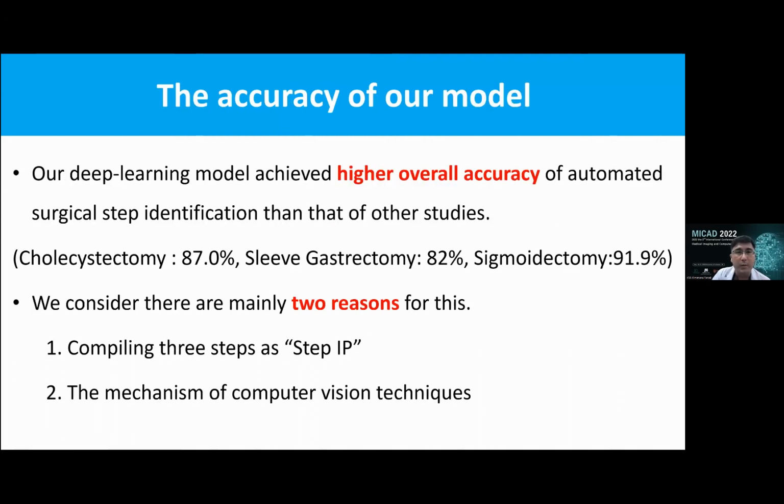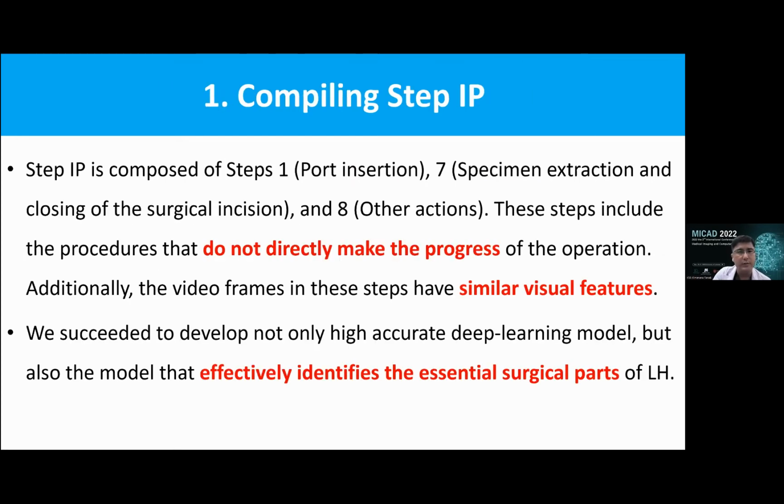About the accuracy of our model, our deep learning model achieved higher overall accuracy of automated surgical step identification than that of other studies. We consider there are mainly two reasons for this. One is compiling three steps as a step IP, and the second is the mechanism of computer vision techniques. First, step IP is composed of step 1, step 7, and step 8. These steps include procedures that do not directly make progress in the operation. Additionally, the video frames in these steps have similar visual features.